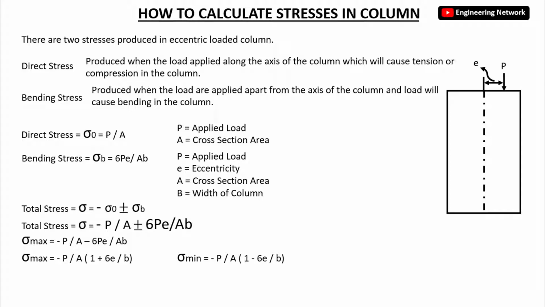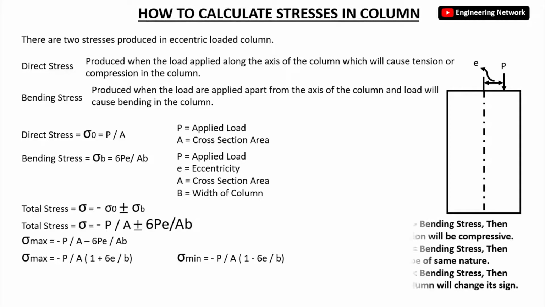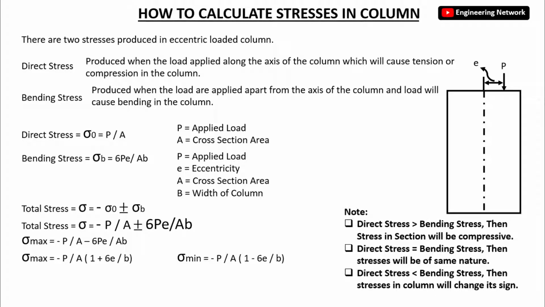So I have got two formulas. One is sigma maximum and the second one is sigma minimum. Now I will use both these formulas and calculate the stresses produced in an eccentrically loaded column, right?